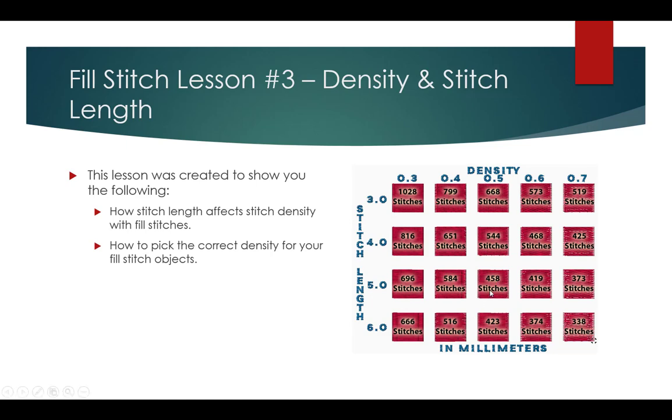and it has 458 stitches, and then you look at this box up here and it looks like it covers it fully, but you're looking at 1028 stitches as opposed to 458. Which one do you want to use in your design? Obviously you want to use the one with the fewest number of stitches possible. So you're going to want to use this one that's 458 stitches.